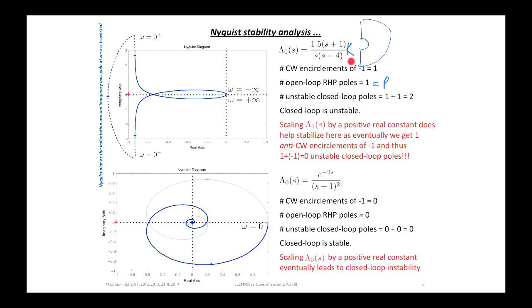So if we make k large enough, we'll get n equal to minus 1, such that n plus p is equal to 0. So to get a stable closed loop, with this as the open loop transfer function, we need to increase the gain. Okay, and you can see all of that from the Nyquist plot.